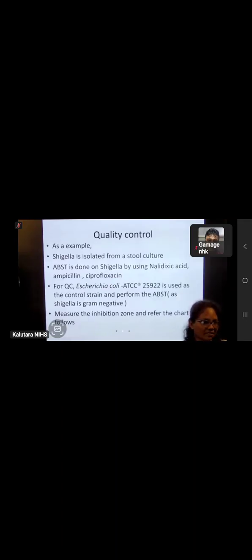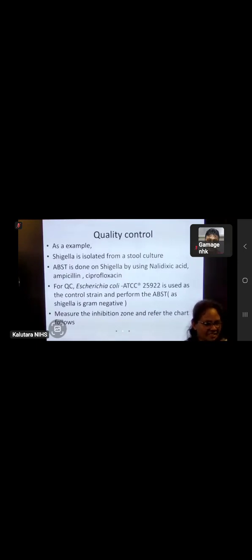As an example, I told you, Shigella is isolated from stool culture. ABST is done on Shigella by using nalidixic acid, ampicillin, and ciprofloxacin. For quality control, you use E. coli. You take another Muller-Hinton plate and inoculate Escherichia coli on that, in a similar way to what you did for the test, and apply the same type of discs: nalidixic acid, ampicillin, and ciprofloxacin.